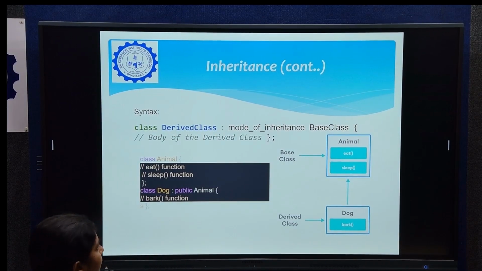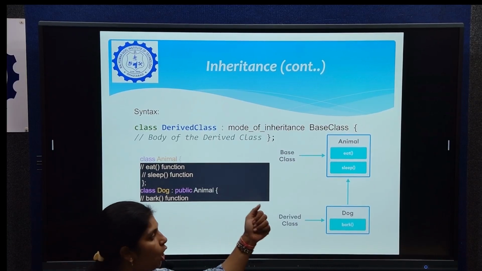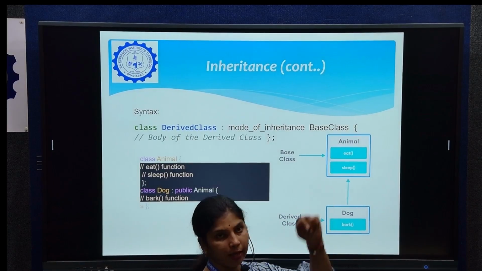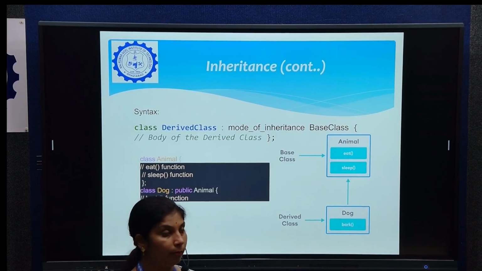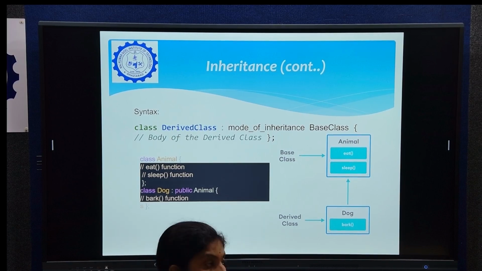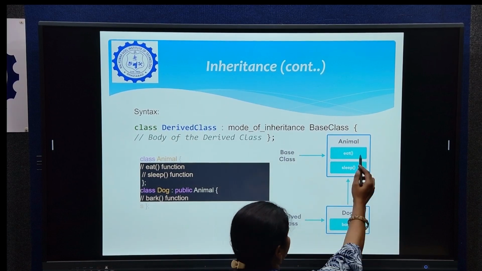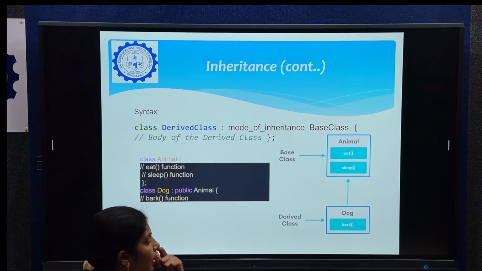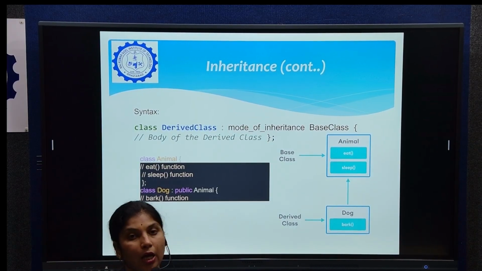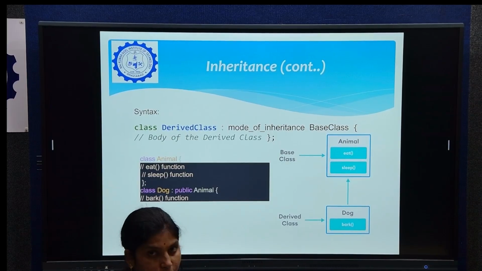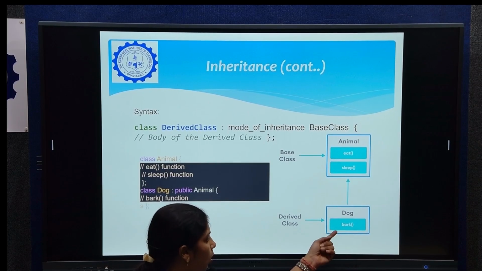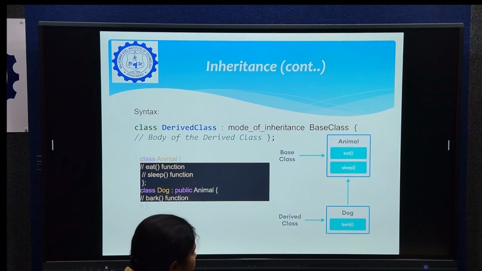So I am explaining another example of inheritance. This is the base class called animal. We are taking an animal base class. Animal can perform two operations. Animal can eat, animal can sleep, right? So this is the base class. Now we are creating another derived class from this base class named dog. Dog class is created here. This is the derived class.